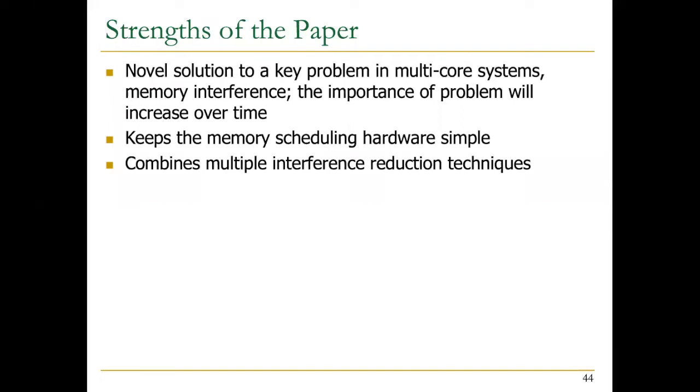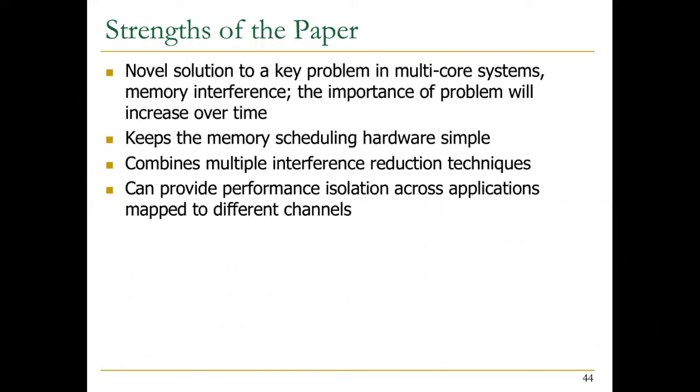Okay, but basically this is a big advantage of the work: keeping the memory scheduling hardware simple. It combines multiple interference reduction techniques, and this is one of the first to actually do that, along with fairness via source throttling. It combines memory channel partitioning and memory scheduling, as we know. It can provide performance isolation across applications mapped to different channels. If you do this strictly, you're actually providing complete performance isolation across different channels, right?